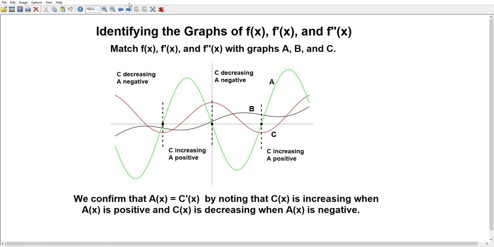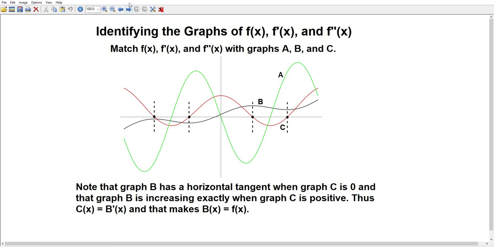Now we look at c of x and b of x. We note that graph B has horizontal tangents exactly where graph C is 0, and that graph B is increasing exactly where graph C is positive. Thus, we have confirmed that C is b prime of x, and that makes B f of x.